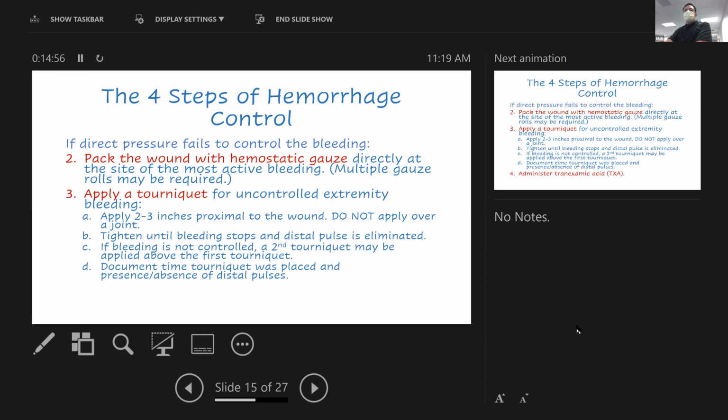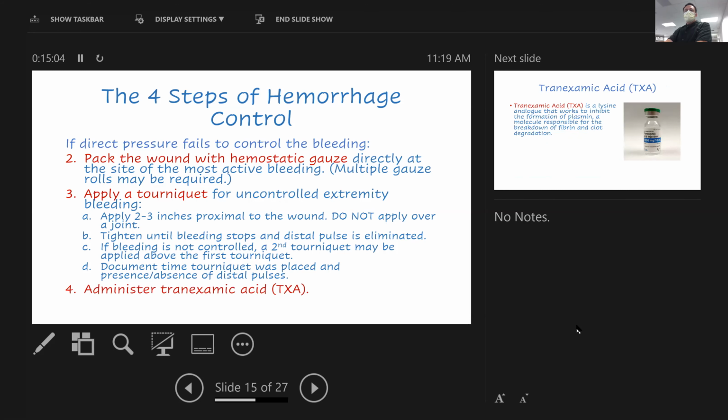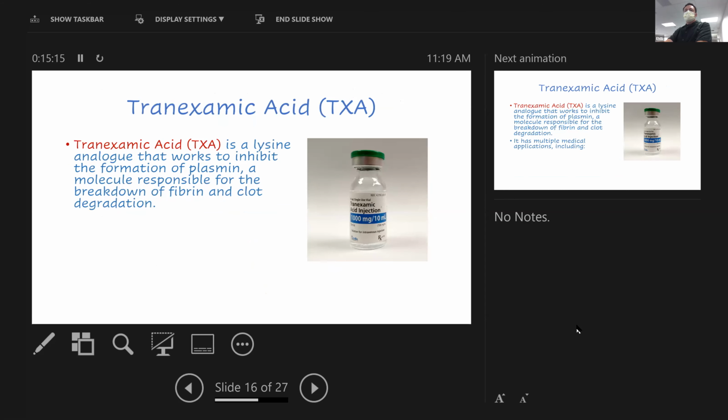Document the time the tourniquet was placed and the presence or absence of distal pulses. This is very important, especially when the patient gets to the emergency department. And then if all of that fails to control bleeding and the patient's hypotensive, we can administer TXA. So how do we administer TXA?